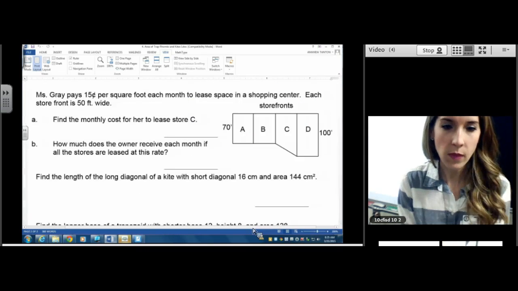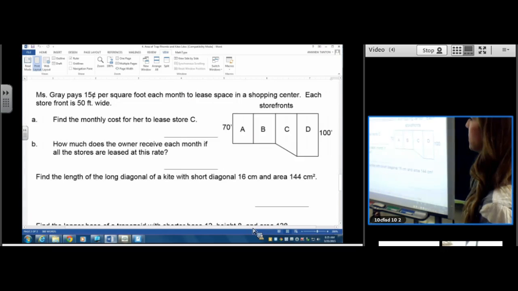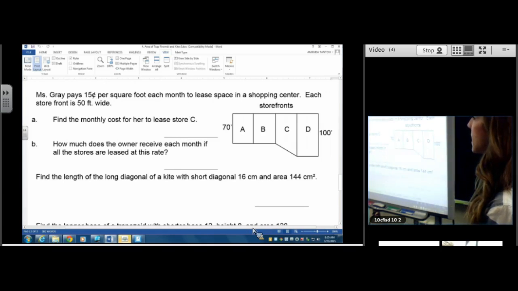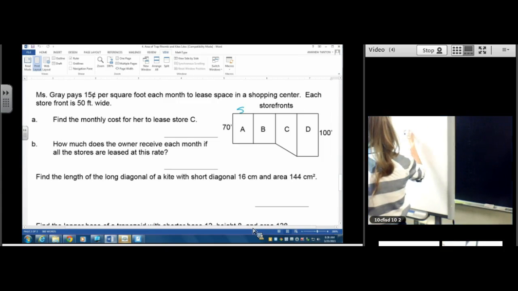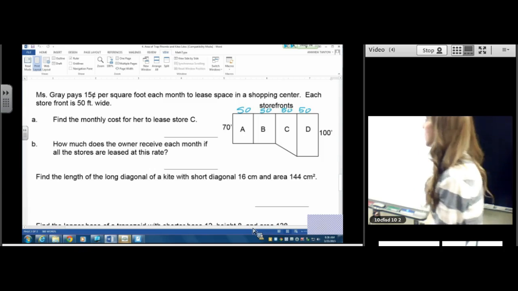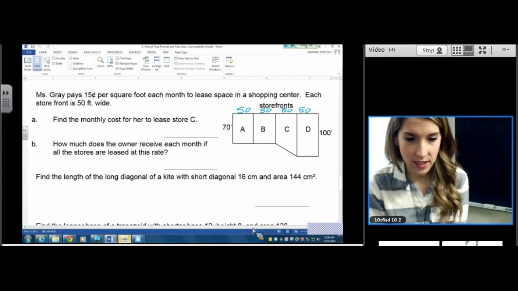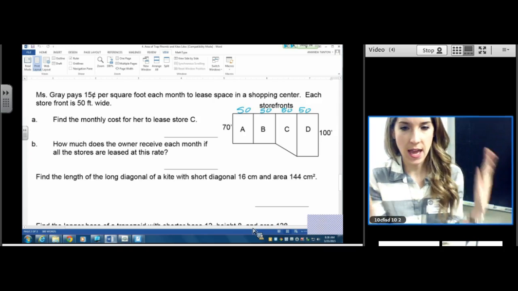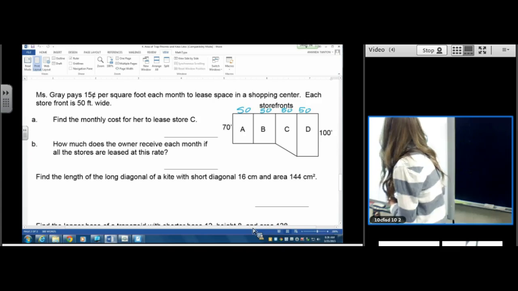Cool? Number 19. Miss Gray pays 15 cents per square foot to lease space at a shopping center. Each store front is 50 feet wide. So each one of these is 50. Okay. Find the monthly cost for her to lease store C. What shape is store C? It is a trapezoid.